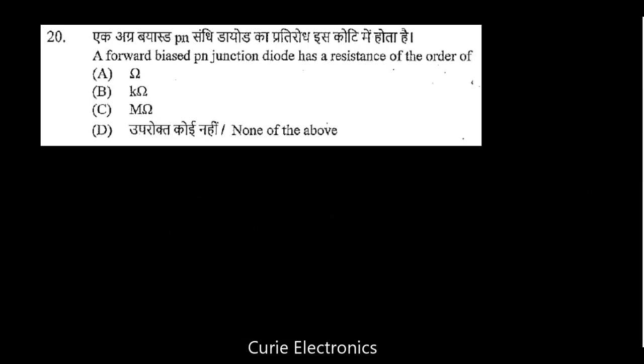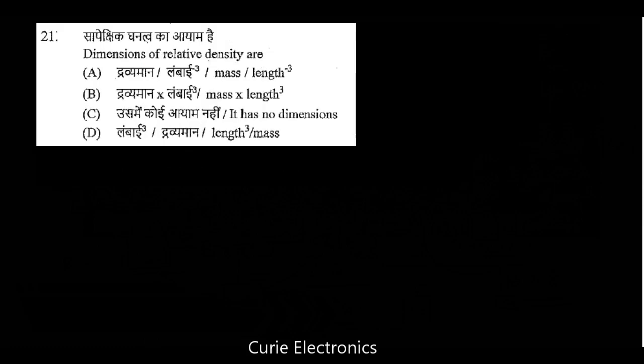A forward biased PN junction diode has a resistance of the order of, it should be in the ohms range. Question number 21. Dimensions of relative density are? See, whenever you hear the term relative, it is dimensionless, there is no unit for it. It has no dimensions. That is the answer.